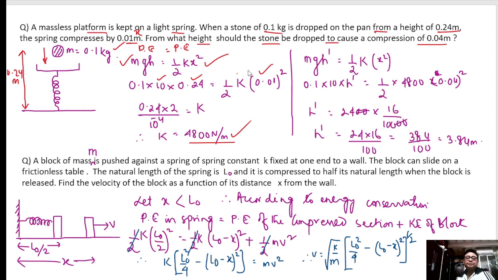Now they are telling from what height. So let the height be h dash. I want a compression of 0.04 meter. That means again the potential energy of the body is equal to the potential energy of the spring. So m I know, g I know, h dash I don't know, half into k into x square, the distance of compression I know. So from there I can calculate h dash, that I have to drop it from a height of 3.84 meter.